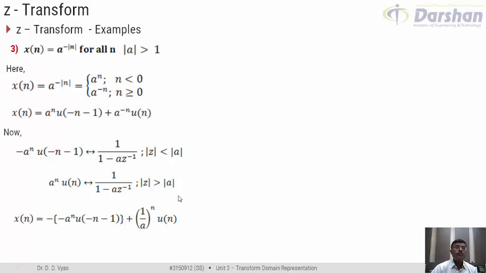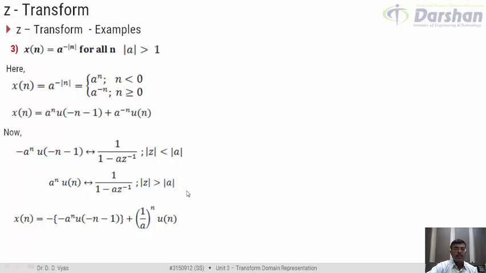So now, if we try to express x of n as given here, then we will be able to match it to the standard form. That is, for the first term, we need a minus sign here, so I bring a minus sign and put another minus sign outside the bracket. Minus minus becomes plus, so I am actually not changing the term. However, I am trying to represent it in the standard form. So this is minus a raised to power n u of minus n minus 1, another minus sign outside, plus. I want the second term in terms of a raised to power n u of n, so I write a raised to power minus n as 1 by a raised to power n.